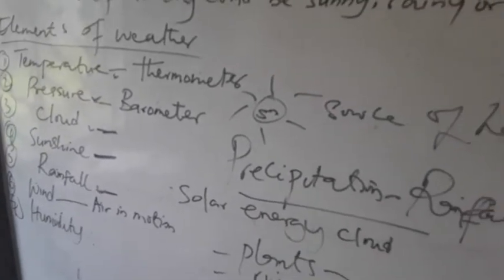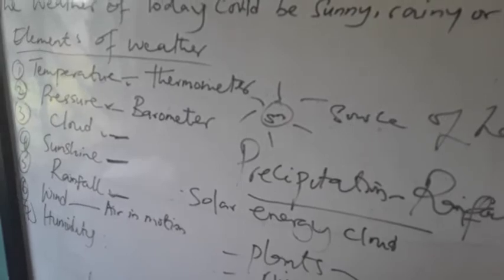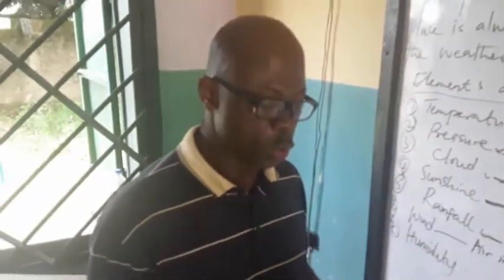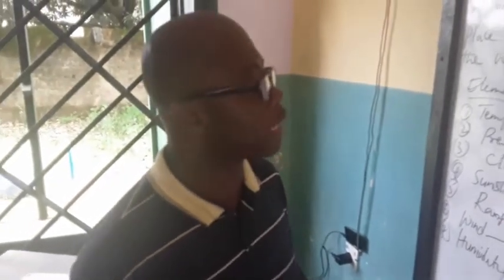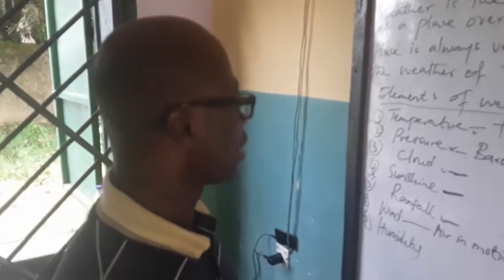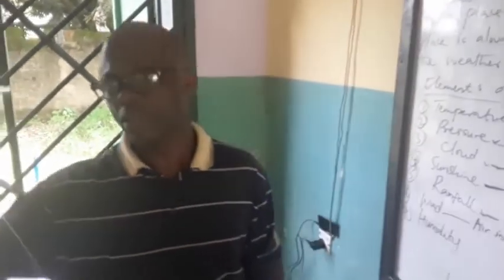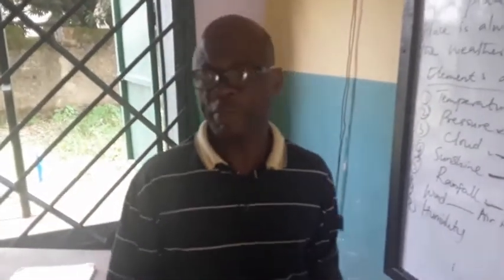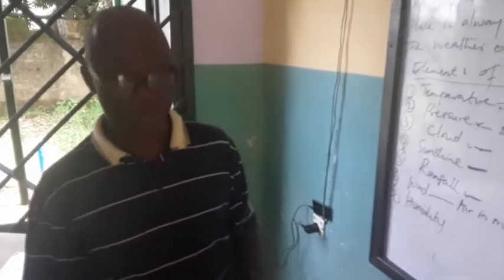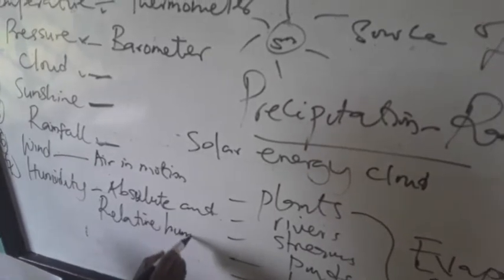Let's quickly look at humidity. Humidity is another element of weather, and it simply measures the dampness of the atmosphere due to water in a gaseous state. It varies from place to place at different times of the day. The relative humidity of a particular place now might be different from the relative humidity of another place at some other time, or the relative humidity of today might be different from that of tomorrow. Of course, we have two types, the absolute and the relative humidity.